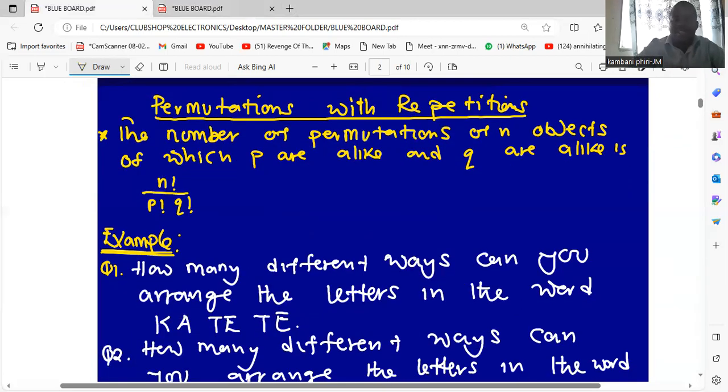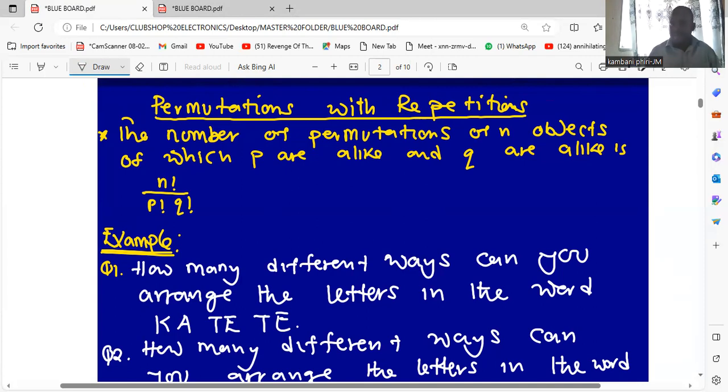Now we deal with permutations with repetitions. We are saying the number of permutations of n objects of which P are alike and Q are alike, those that are repeating, you're going to say n factorial, the number of objects that you have, divided by the factorial of the number of objects that are repeating. So if, for example, X is repeating twice, it will be 2 factorial. Y is repeating 3 times, it will be 3 factorial.